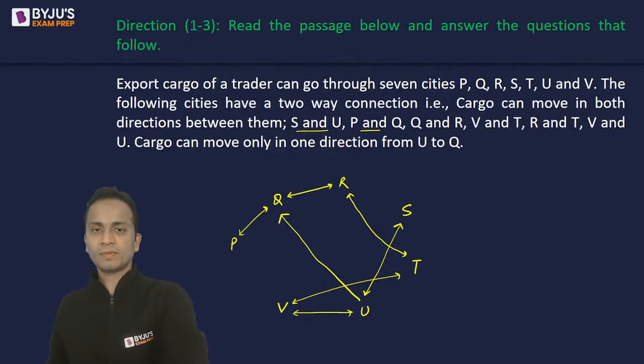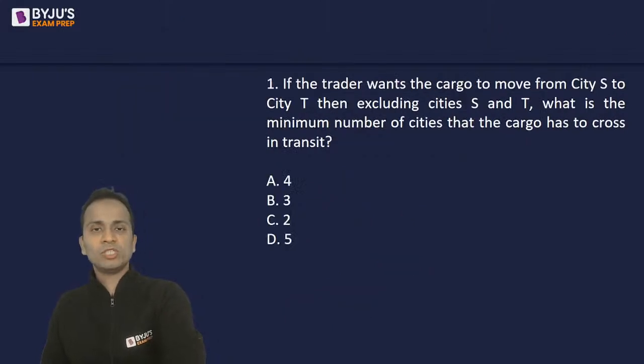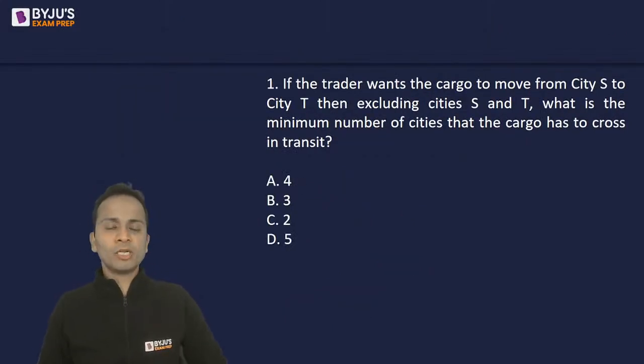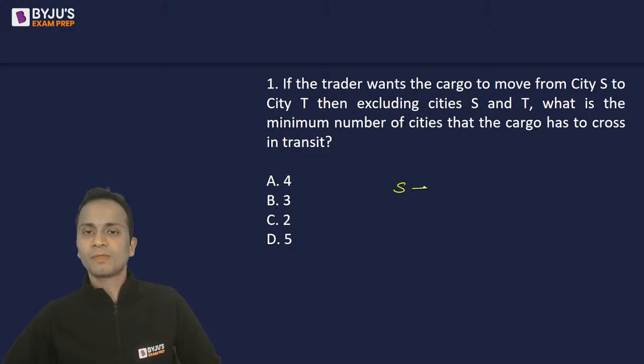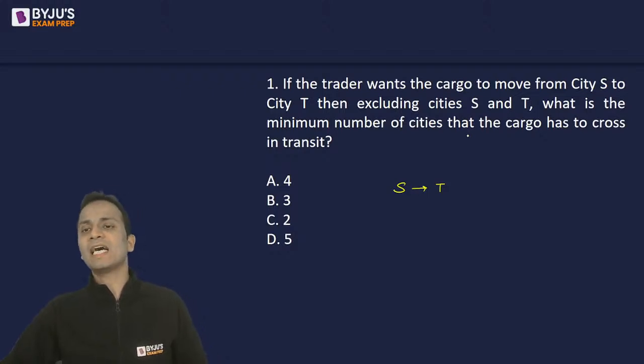Now let's have a look at the questions based on this. Question number 1. I'll show you the question and we'll come back to this route chart and then solve question number 1. Question number 1 says that if the trader wants the cargo to move from S to T, then excluding cities S and T, what is the minimum number of cities that the cargo has to cross in transit?